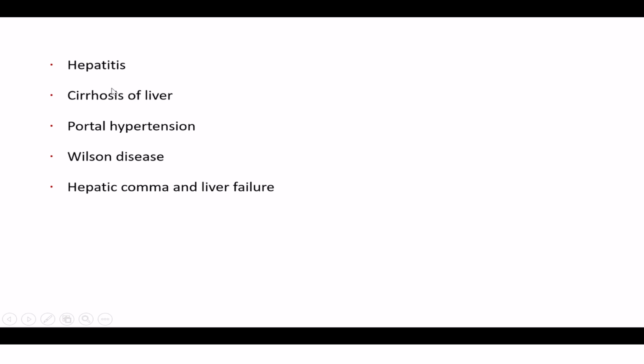So applied aspects are hepatitis. It can be viral, bacterial, or drug-induced hepatitis. So no vaccines are developed for viral hepatitis. Cirrhosis of liver. So chronic alcoholic people will have cirrhosis of liver. Initially there will be damage which will result in fatty liver grade 1 to 3, 4, followed by cirrhosis. So initially the liver will enlarge.